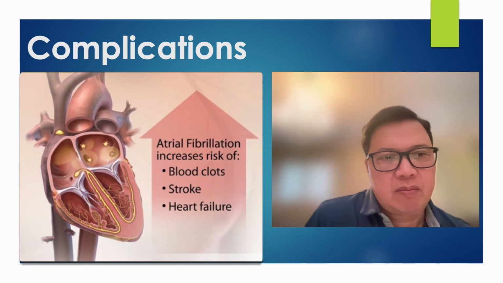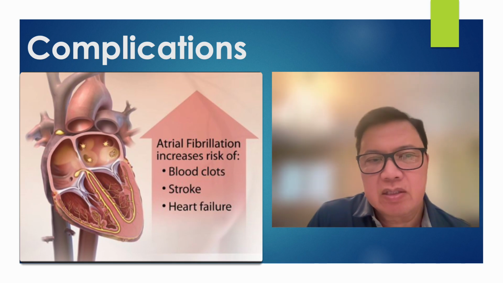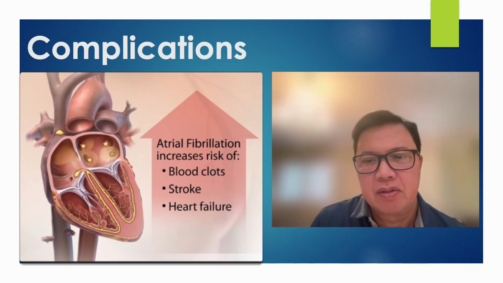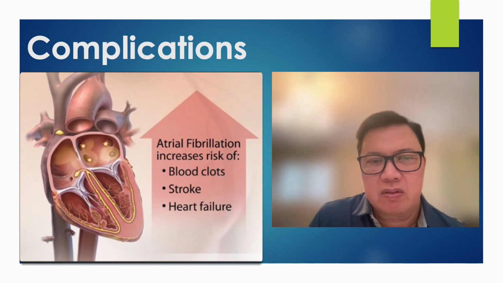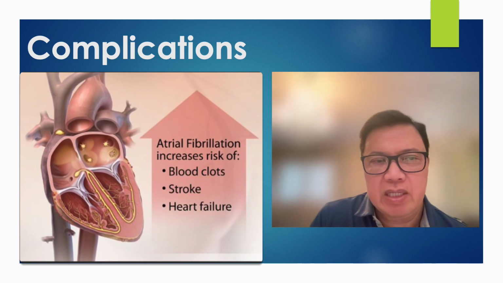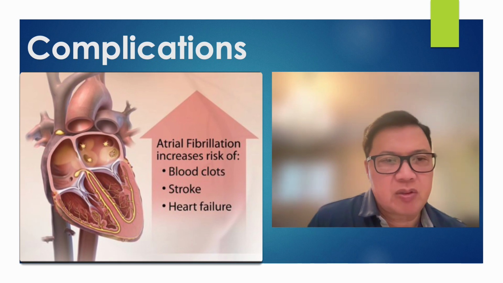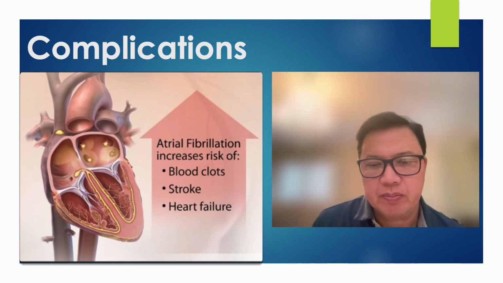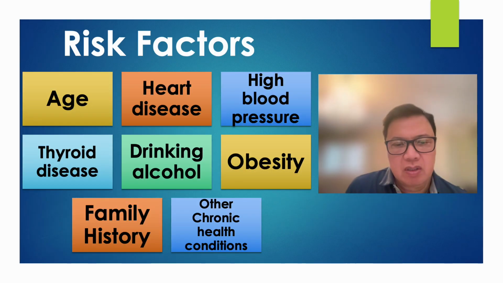Complications of atrial fibrillation include blood clots, stroke, and heart failure. That's why doctors will prescribe blood thinners to prevent blood clot formation and stroke. Risk factors include advanced age, like 65 and above, heart disease, high blood pressure, hyperthyroidism, alcoholism, and also family history.